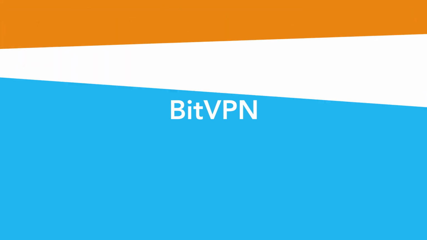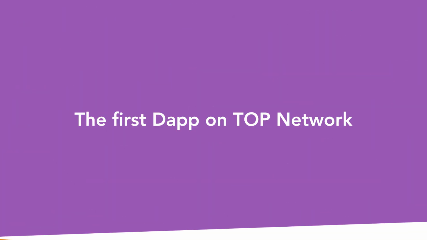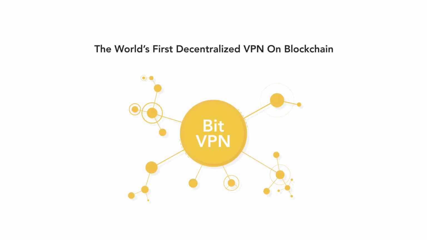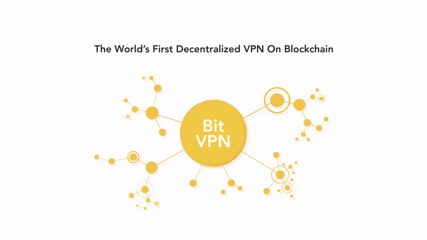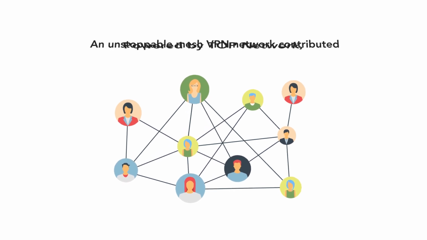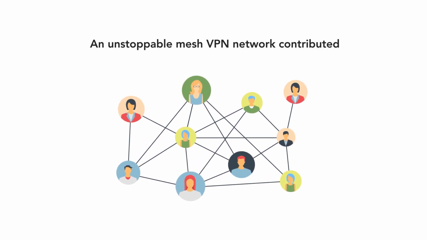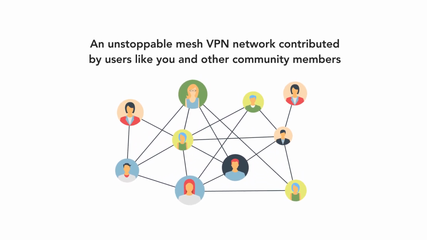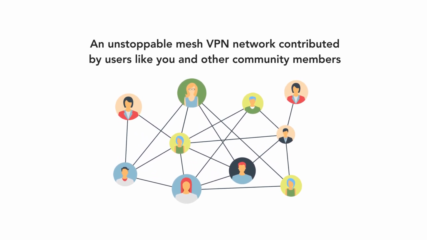BitVPN, a decentralized VPN service, the first DApp built on top network. BitVPN is the world's first decentralized VPN on blockchain, powered by Top Network, an unstoppable mesh VPN network contributed by users like you and other community members.